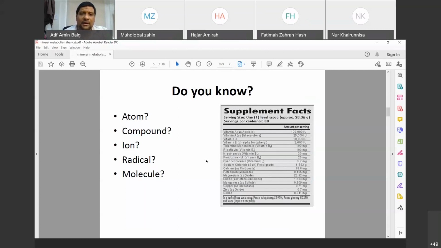So remember the concept of atoms, compounds, ions, radicals, molecules. If we integrate all of them together into the supplementary facts, these supplements are comprised of atoms plus compounds or radical molecules. For sure, when they're in the body, they dissociate, and we need the radical or ion as the acting unit the majority of the time.